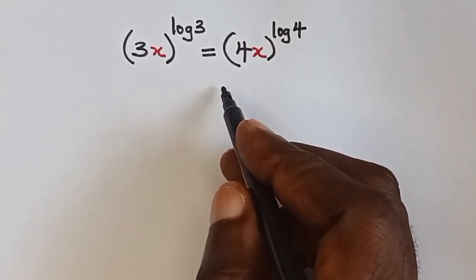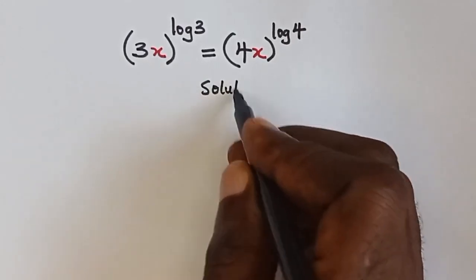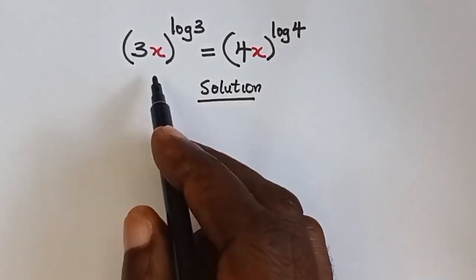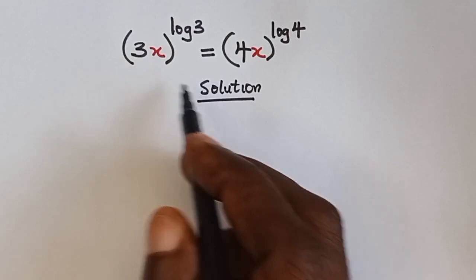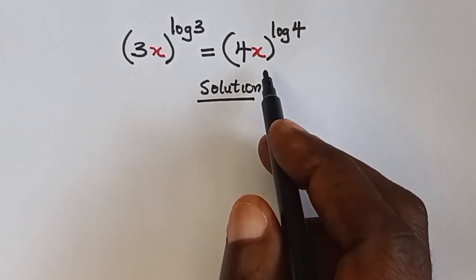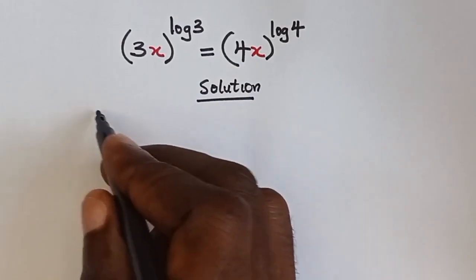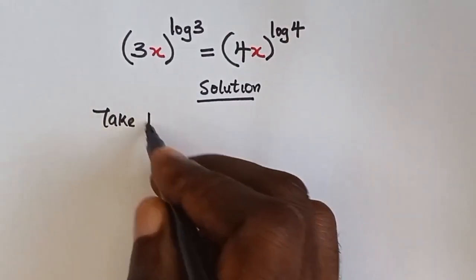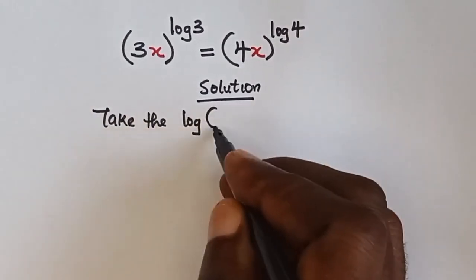I want to show us how we can quickly solve this tricky equation. Solution. Alright, we have 3x raised to power log 3 equals 4x raised to power log 4. Now what we are going to do first is to take the ln of both sides. So let's take the ln of both sides.